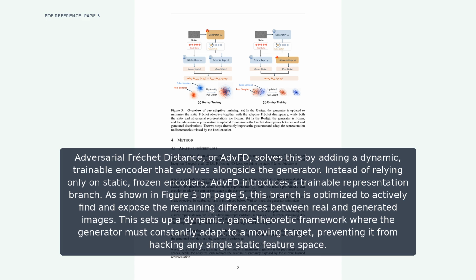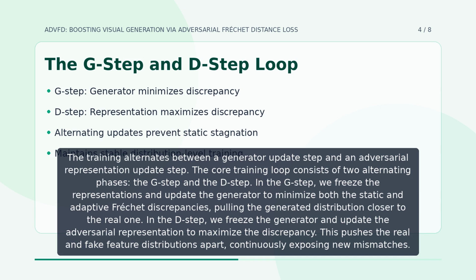Instead of relying only on static, frozen encoders, AdvFD introduces a trainable representation branch. As shown in Figure 3 on page 5, this branch is optimized to actively find and expose the remaining differences between real and generated images. This sets up a dynamic, game-theoretic framework where the generator must constantly adapt to a moving target, preventing it from hacking any single static feature space. The training alternates between a generator update step and an adversarial representation update step.